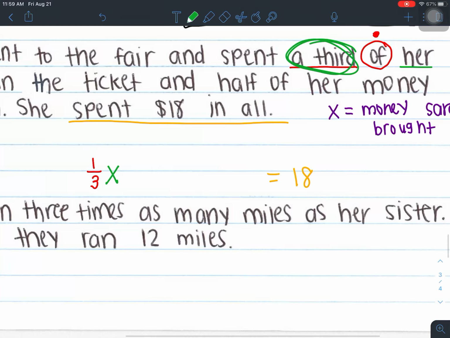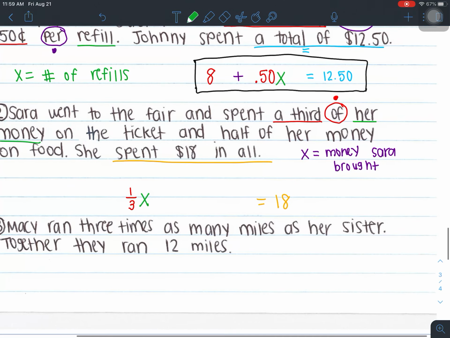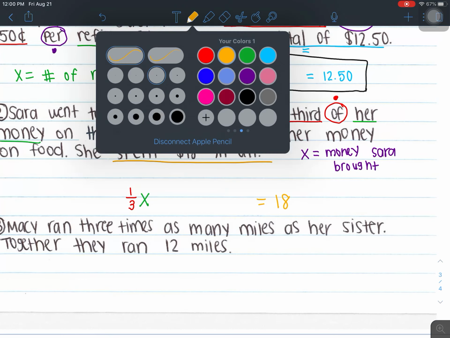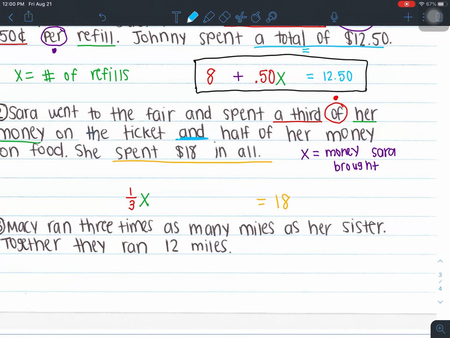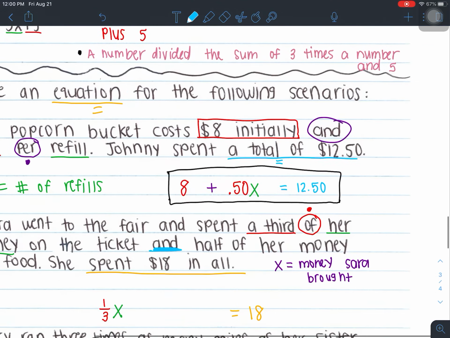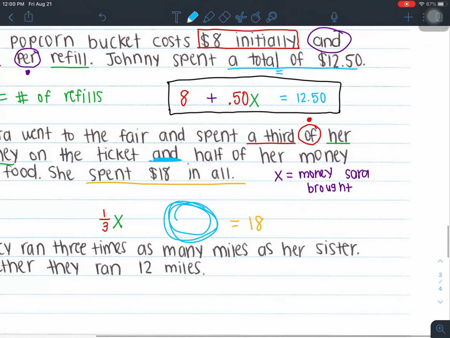So let's break that back down. A third of her money. I know that these two things are being multiplied because of means multiply. So a third times her money. We do not know how much money she brought. That is why there's an X there. Okay, so that's the first part. She spent a third of her money on that ticket. The next thing I know, she spent more money. So it's separating two things. So I know this next part's going to go here. It's separating it completely.